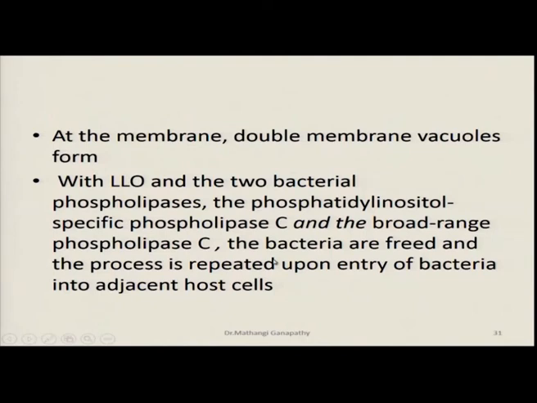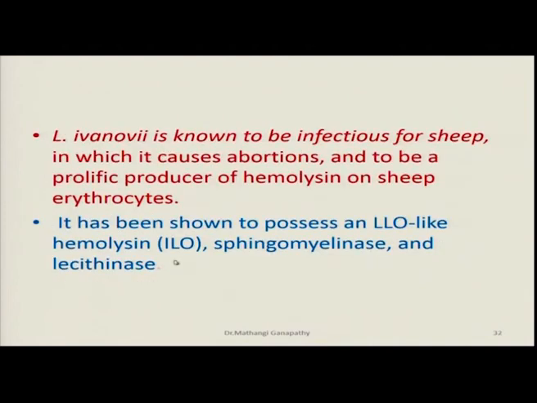And once it reaches the cytoplasmic membrane, around it a double membrane vacuole will develop. So, you have an LLO, you have two bacterial phospholipases, the bacteria get freed, and then the whole process gets repeated with the bacteria entering the adjacent cell. Again, evade the phagolysosomal action, form a vacuole with the double membrane, escape. So, this process will continue.